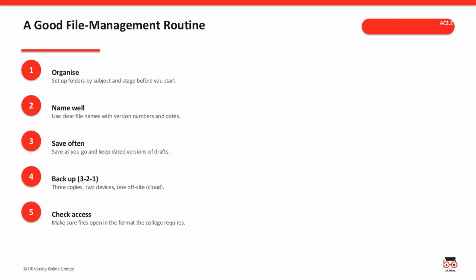Here's a routine worth adopting. First, organize, setting up folders before you start, then name well with version numbers and dates, and save often, keeping dated versions of your drafts. Back up using the 3-2-1 rule, that's 3 copies, on 2 devices, with 1 offsite in the cloud, and finally check the file opens in the format your college requires. A student whose laptop dies the night before a deadline is very glad of that cloud copy.